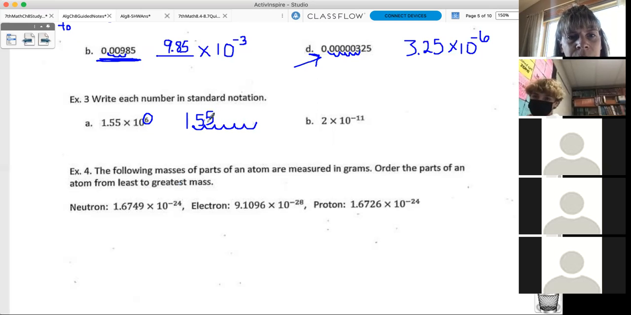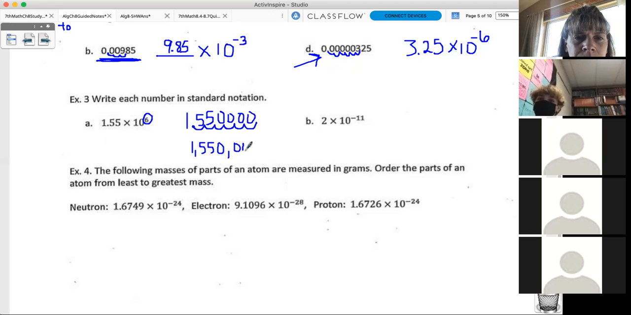Now the 1 and 5 took up 2 of those spots, but these empty spots, what am I going to put in there? Ava, what am I going to put? Oh, yep, Evan, you got it. Zeros. All right, so that would give me 1,550,000. Okay, so that's because it was a positive exponent.